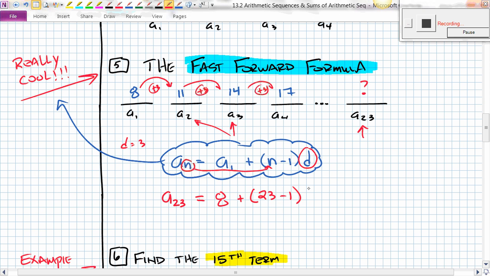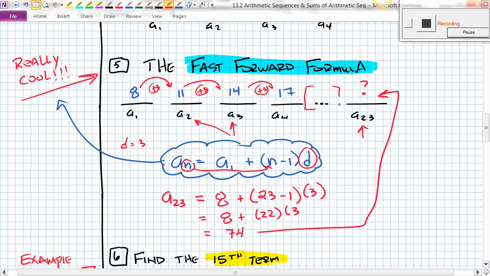My common difference happens to be 3. So that's going to give me 8 plus, well, 23 minus 1 is 22, times 3. So that means I have 74 as my 23rd term. And I did not need to find all the stuff in between. I just took advantage of the fast-forward formula.